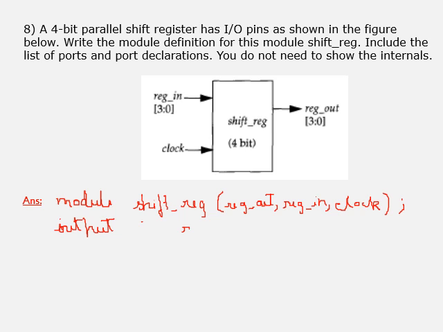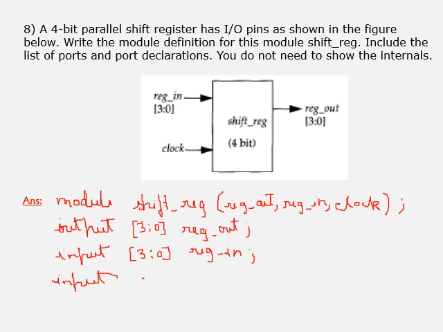Now port declarations, the first one is the output register. register_out is the output port, and it is a 4-bit vector, 3 down to 0. Next input is again a 4-bit register, that is register_in. One more input is there, that is clock. Okay. The module is ended using the endmodule.